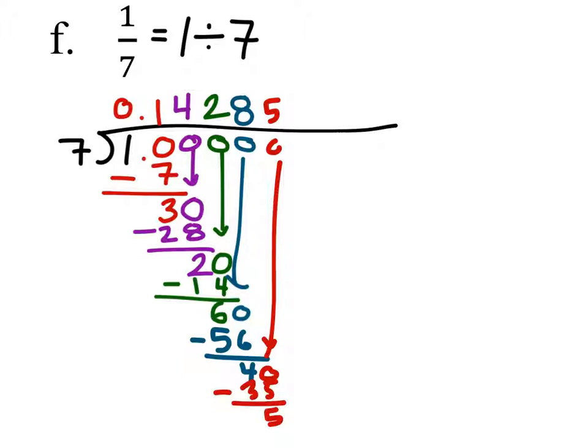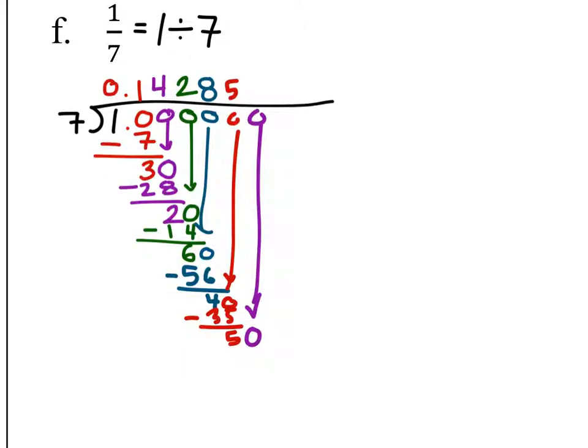And I do need to drop another 0. 7 will go into 50 7 times. 7 times 7 is 49, and we got 1. Well, the 1 is the number we started with. We can look at that and drop another 0, by the way. 7 will go into 10 once.